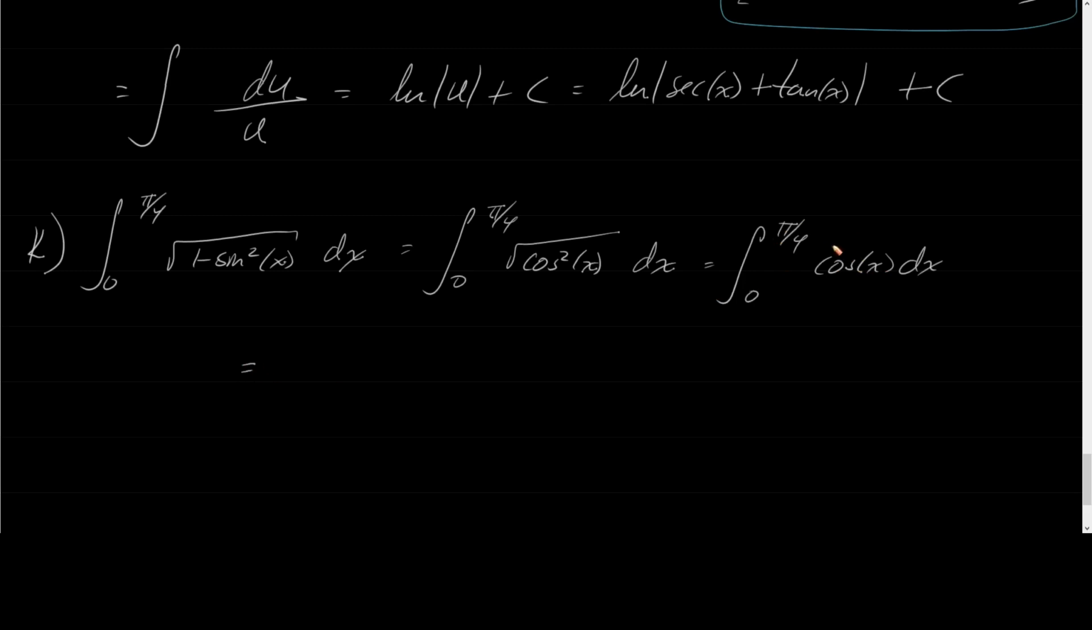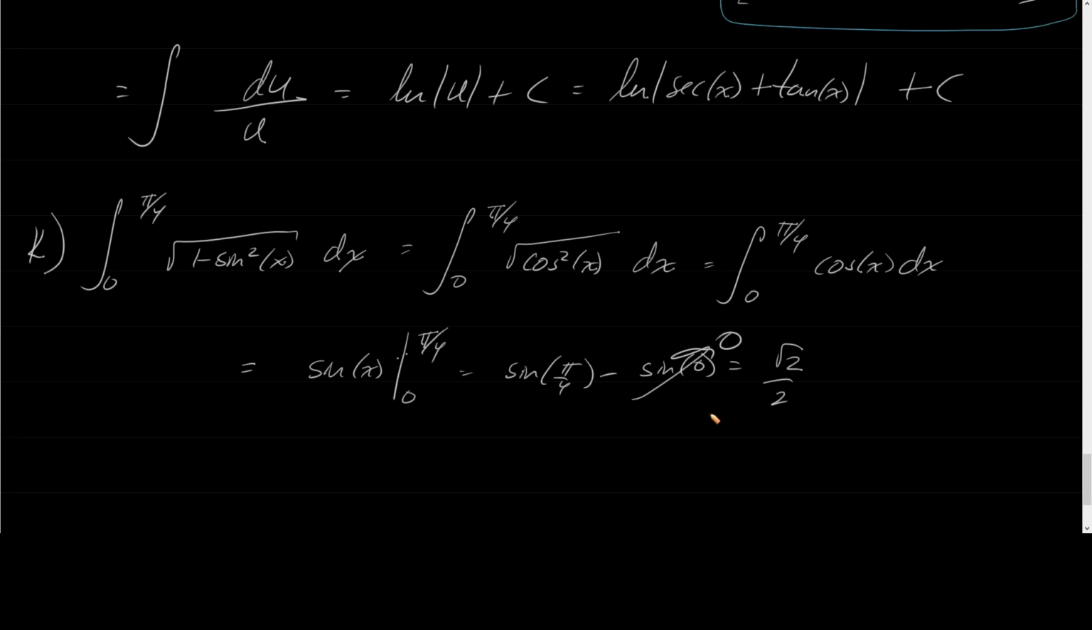And from there, the integral of cosine is sine, evaluated from 0 to pi over 4. Plug in the top value, sine of pi over 4, minus the bottom value, sine of 0. Sine of pi over 4 is radical 2 over 2. Sine of 0 is just 0. And our answer there is just radical 2 over 2. Cool.